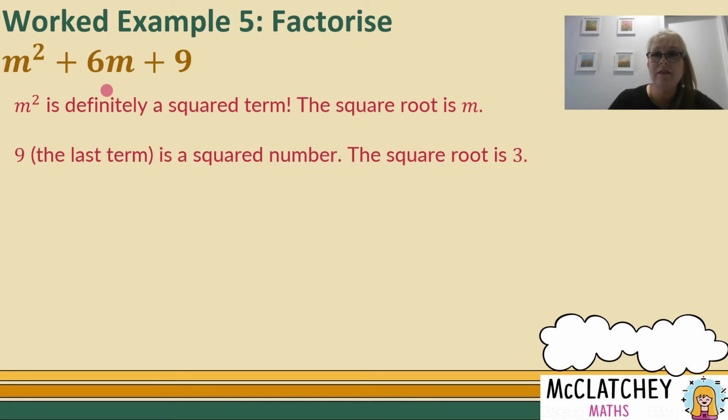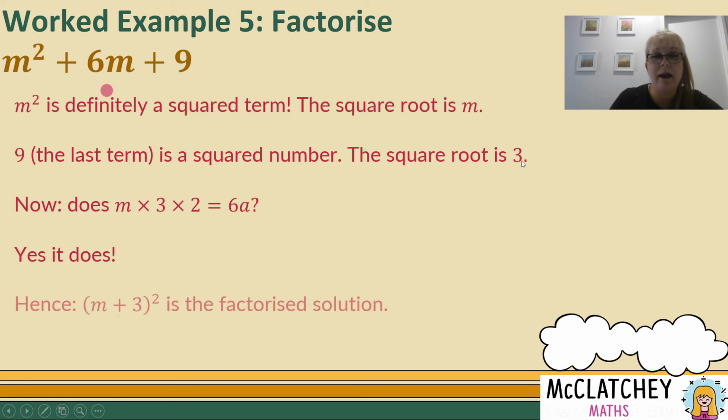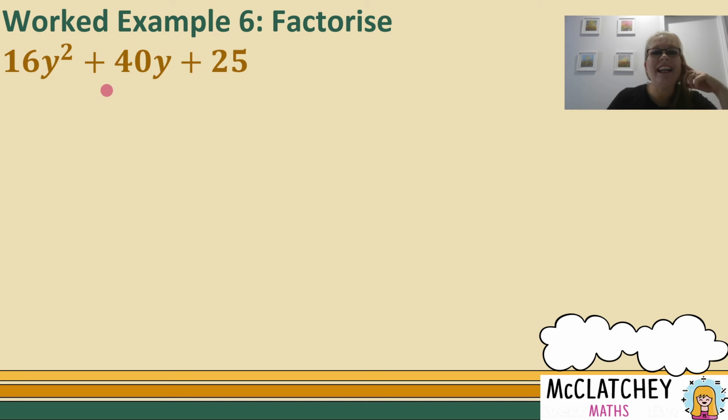Now let's take these two square roots, m and 3, multiply them by each other, I get 3m, and double it, I get 6m, which is that value in the middle. So yes, I know I've got a perfect square. So what I'm going to do next is take this value here and this value here, which is a positive 3, put them inside brackets, and then square it on the outside of the brackets, and I'm finished.